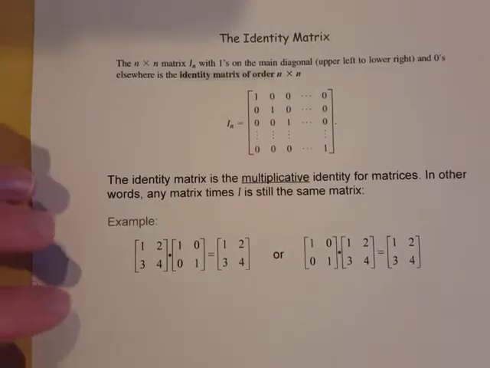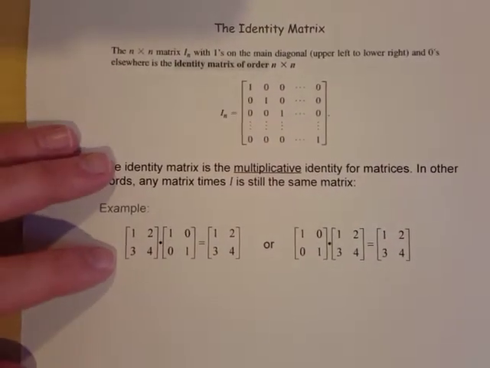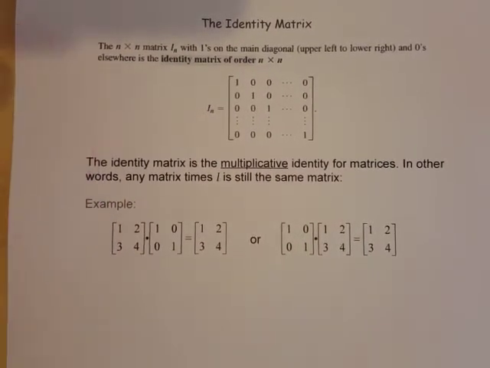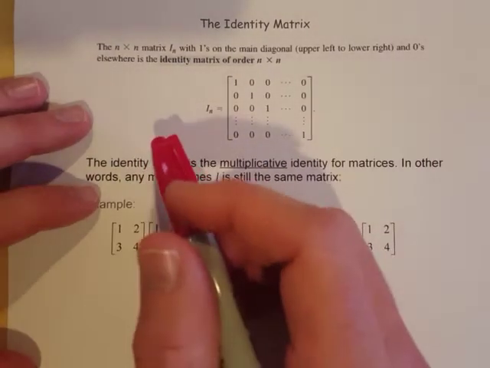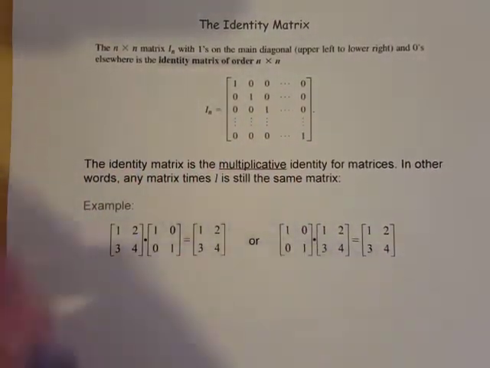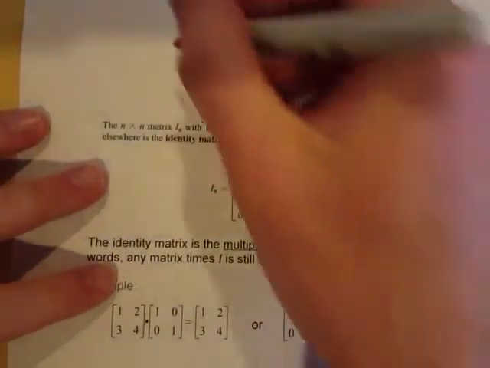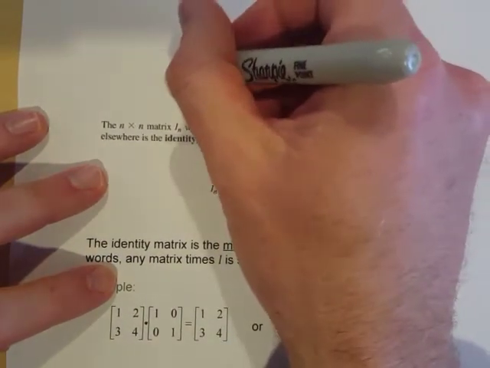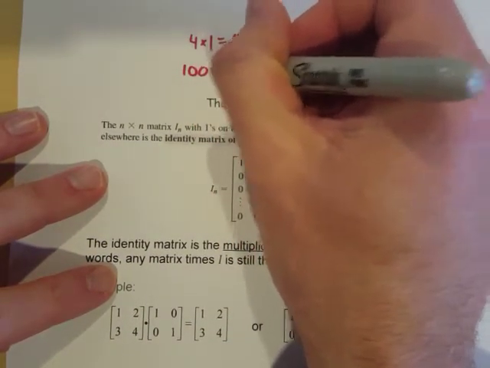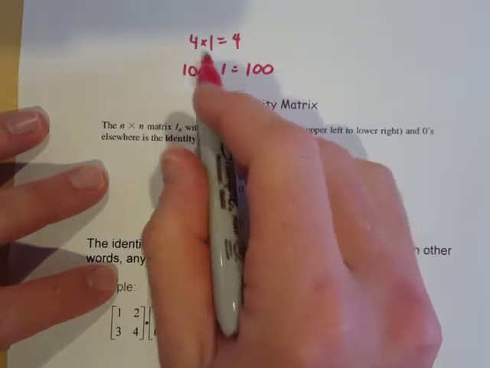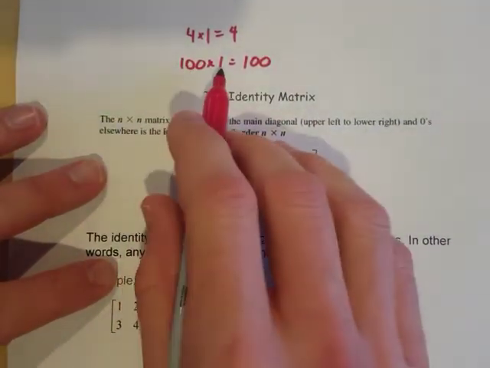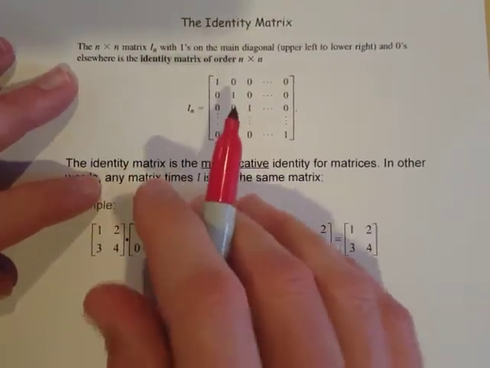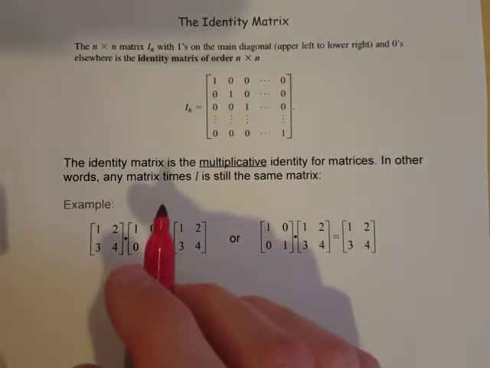Since we now know about matrix multiplication, we can talk about the identity matrix and also inverse matrices. They're going to go together here. First of all, the identity matrix is kind of like the number 1. As you know from multiplication, if I do 4 times 1, it's equal to 4. If I do 100 times 1, it's equal to 100. So 1 is the multiplicative identity, and that's what we're going to be looking at for this identity matrix. It acts like the number 1 when being multiplied by a matrix.